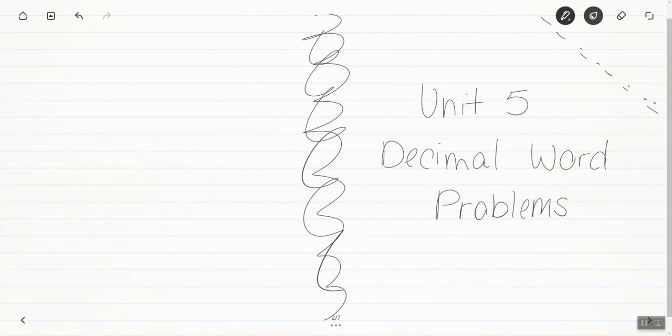Once you reach that empty page, your spiral's down the middle. You're going to want to fill in on the right-hand side, Unit 5, decimal word problems, and don't forget to put that little fold in the corner so that you can easily find Unit 5.